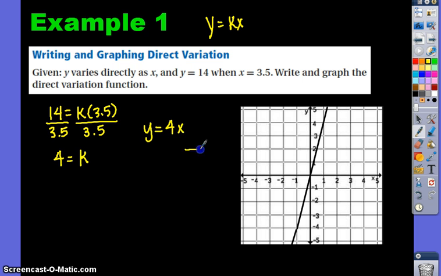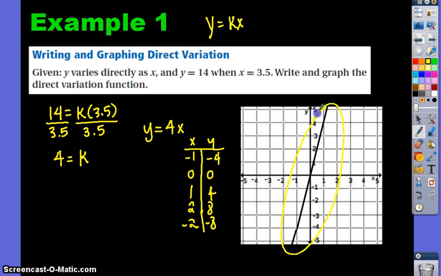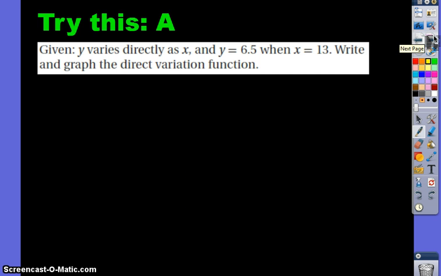I made a little table. X, y, -1, 0, +1, and we wind up with -4, 0, and 4. If you go ahead and go to 2 and -2, you wind up with 8 and -8. And here is that line on there. You can see that. So why don't you guys try this one?